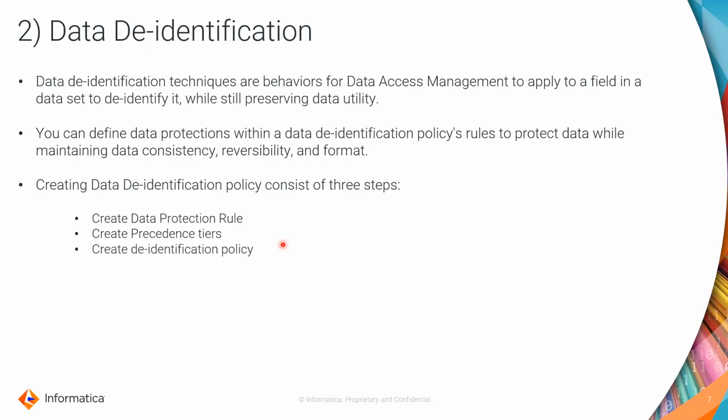There are three steps to creating a data de-identification policy. First, we need to create a data protection rule. Then we need to create a precedence tier, and third will be creating a data de-identification policy by using the data protection rule that we created.